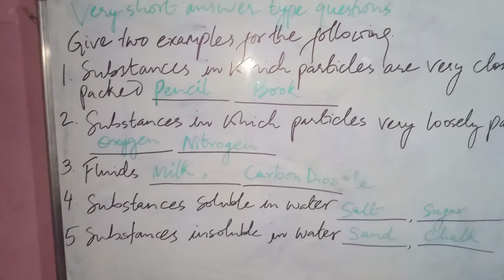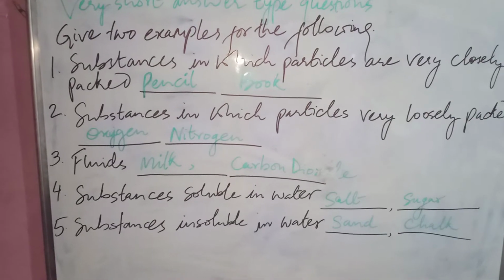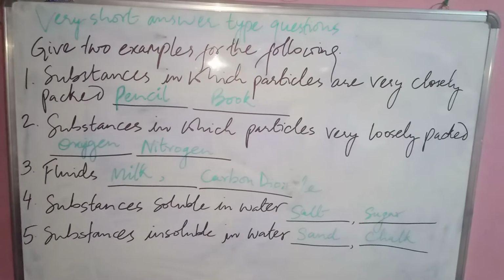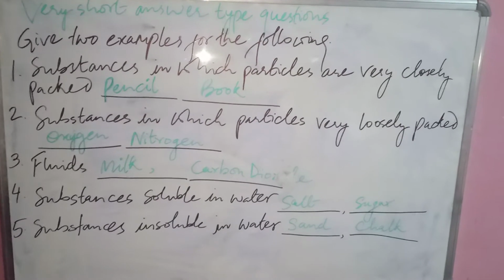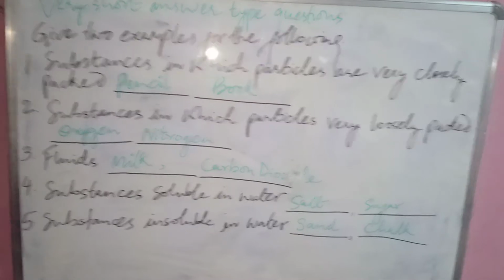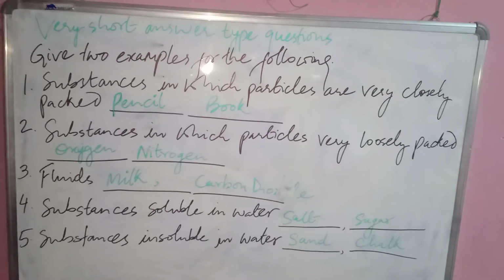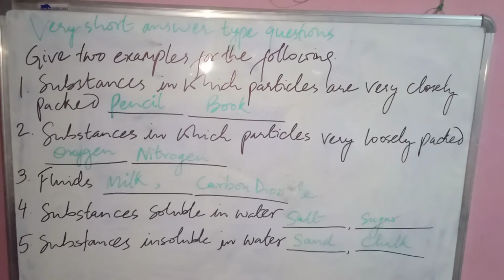In case you don't know the spelling of dioxide, you can write D-I-O-X-I-D-E, dioxide. And then question number 4, substances soluble in water will be, I have written here salt and sugar. And the question number 5, substances insoluble in water will be sand and chalk.